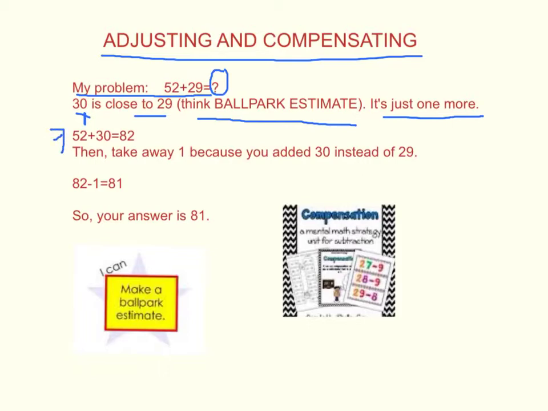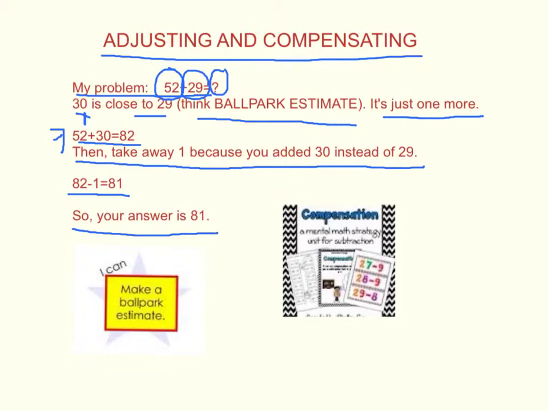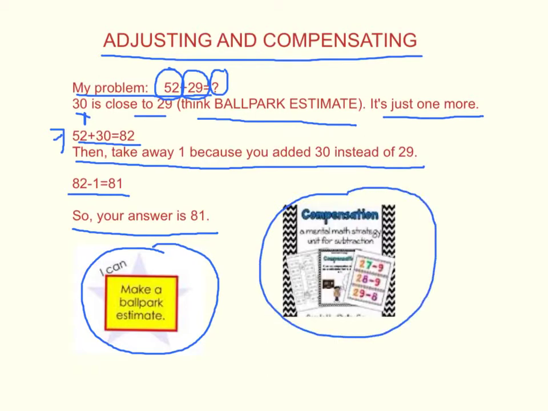52 plus 30, the 52, and we made this into 30, and 52 plus 30 is 82. And then take away 1 because you added 30 instead of 29. So 82 minus 1 equals 81. So your answer is 81. You're using a couple of different strategies when you compensate. You have to know how to do a ballpark estimate, and then you have to compensate to either add up or take away.